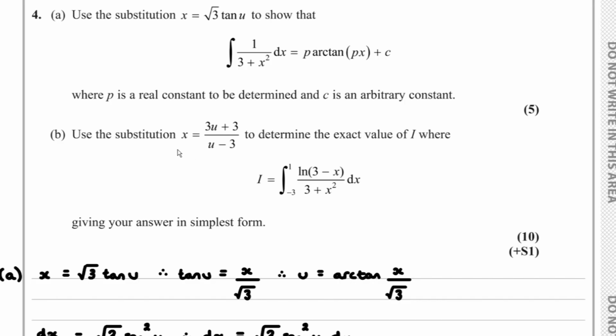Part B, use the substitution x equals (3u plus 3) over (u subtract 3) to determine the exact value of I, where I is equal to the integral from 1 to negative 3 of the natural log of (3 subtract x) over (3 plus x squared) with respect to x, giving your answer in simplest form. So we've got x equals (3u plus 3) over (u subtract 3).